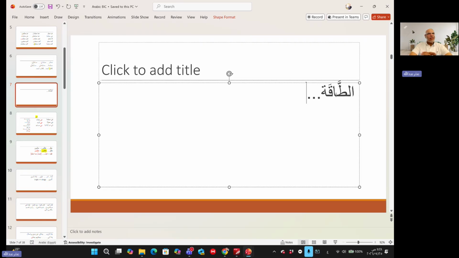Female. We know that it is female because of the ta marbuta. Is it definite or indefinite? Definite because of the al. Is it a moon letter or a sun letter? Sun letter. Okay, mashallah. So we know all of this about the word even though we don't know what the word is. You can know much information about a word, even if you do not know the word, because of the structural meaning of the word. The word الطاقة means energy.